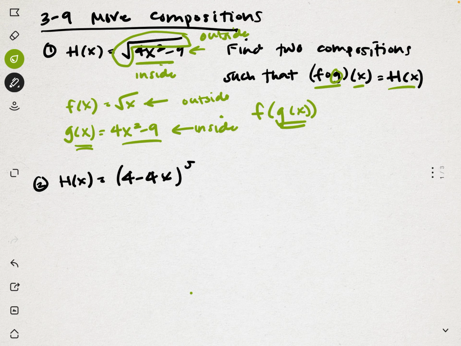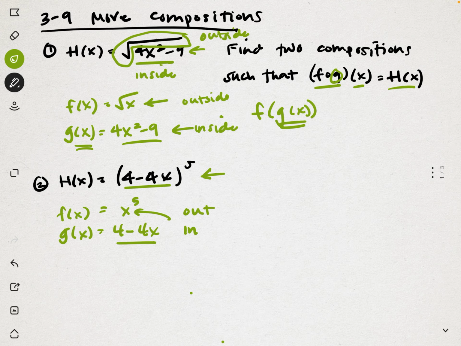Okay, next we're looking at h of x is equal to 4 minus 4x to the fifth. Definitely, because we have parentheses, we know that our inside, our g of x, is going to be 4 minus 4x. And then our outside is going to be that exponent 5, and we need to put an x there, because we plug our g of x into our x to make this function. Inside, outside.